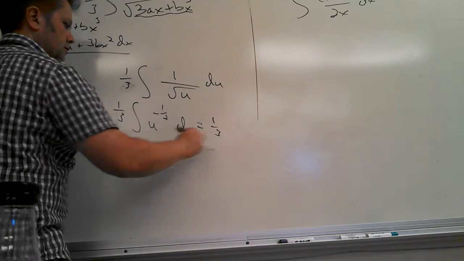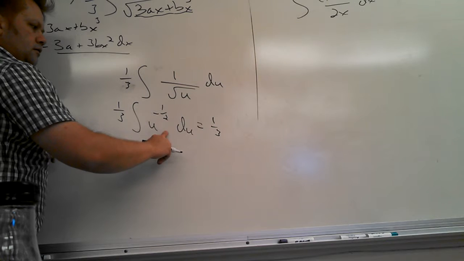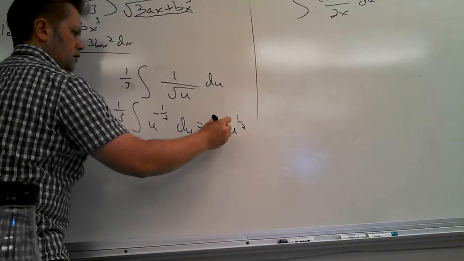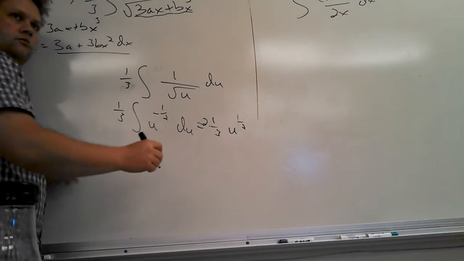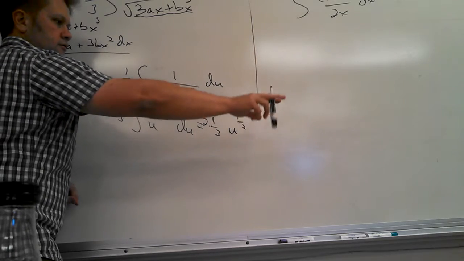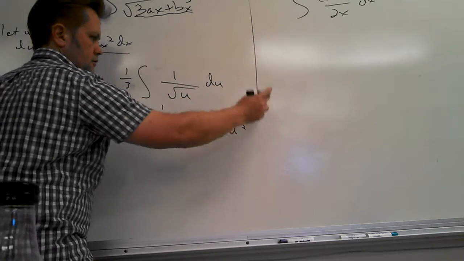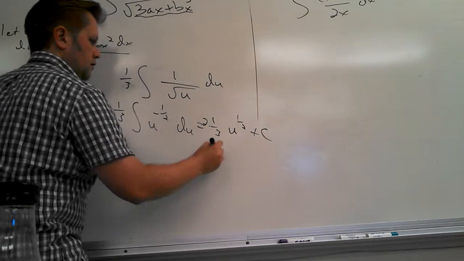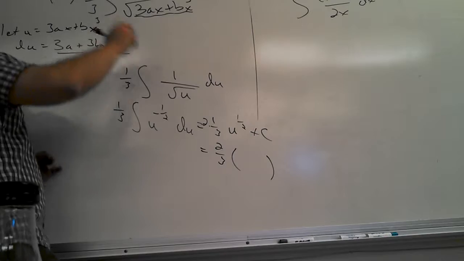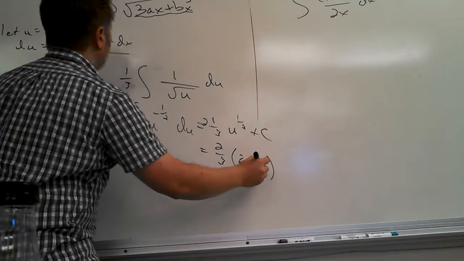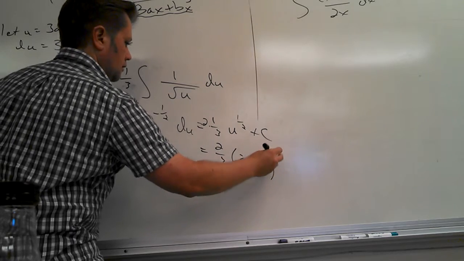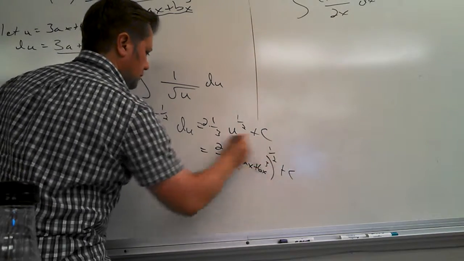How do you integrate this? Drop it by 1, add 1 to the exponent: u to the 1/2, over 1/2, times the reciprocal of that, which is times 2. Plus C. Let's see, I get 2/3 u to the 1/2, where u was 3ax plus bx cubed, to the 1/2 plus C. Done.